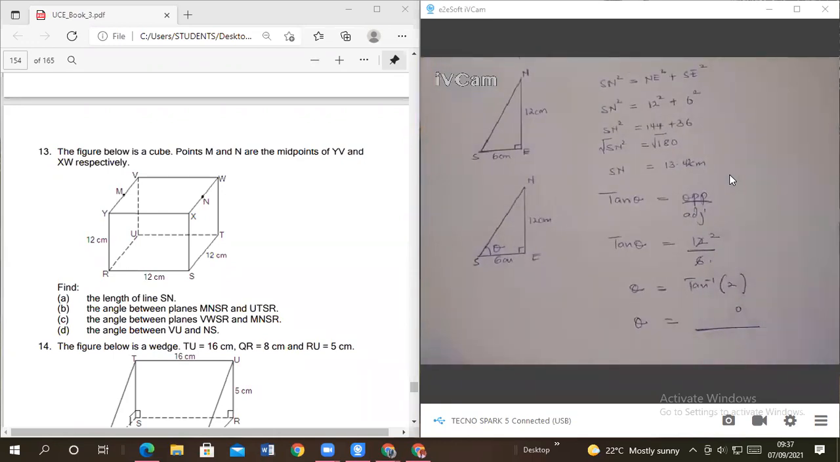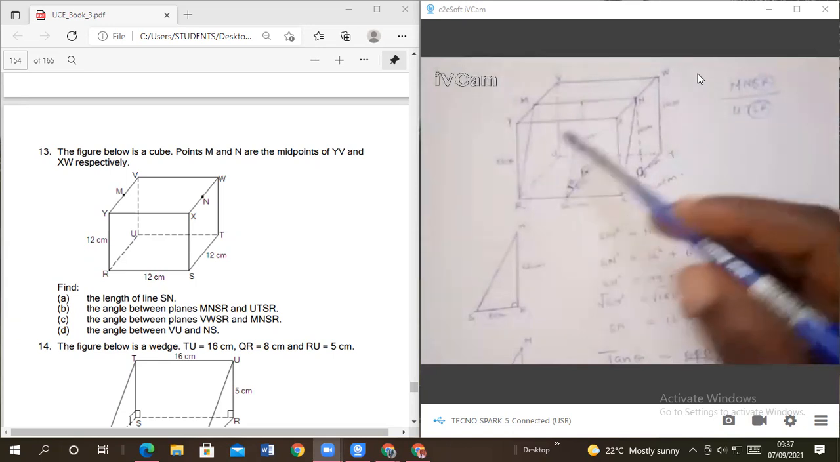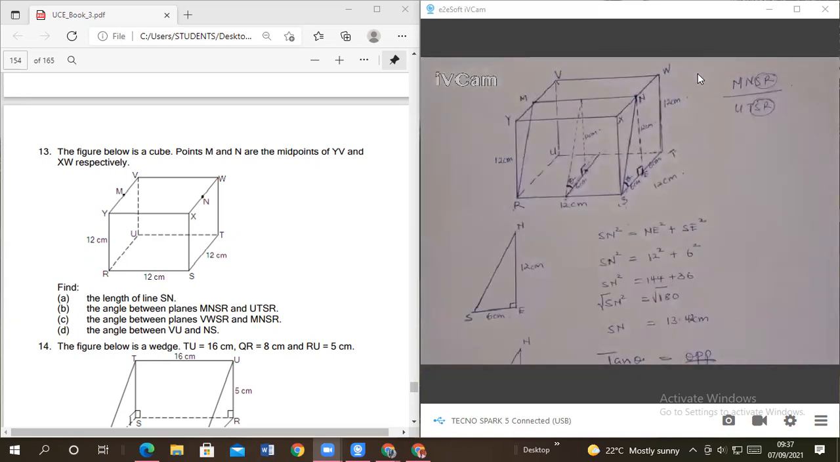So what is the answer there? Cynthia, give us the answer. 63.43. So 63.4 degrees. That is the angle that is between the plane UTSR and the plane MNSR. That's the angle theta.